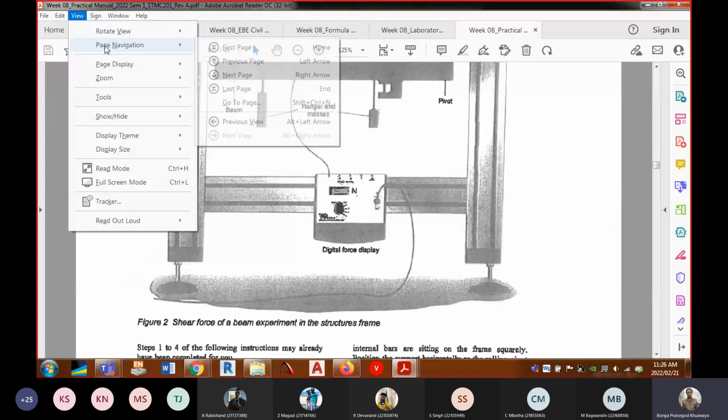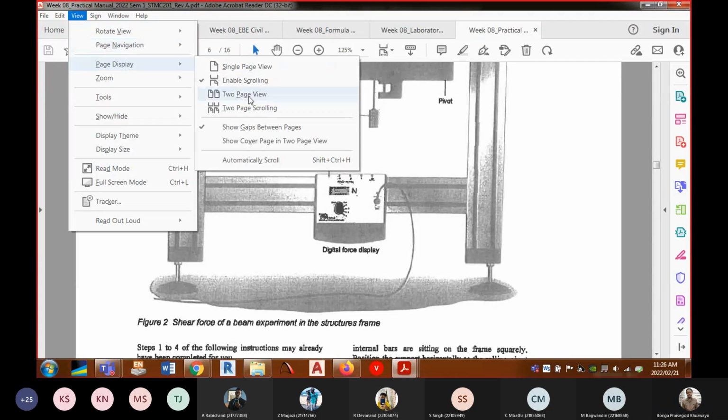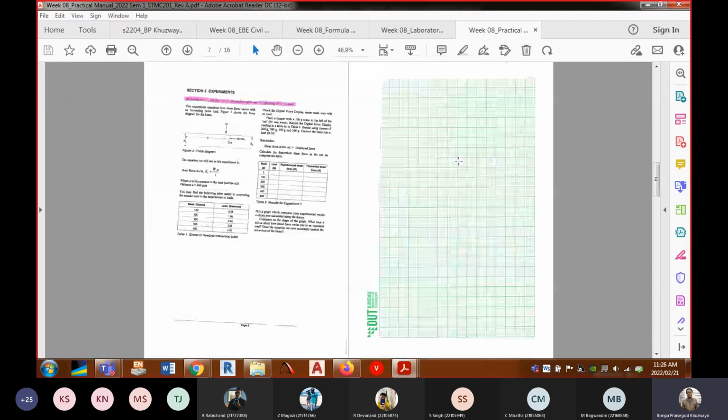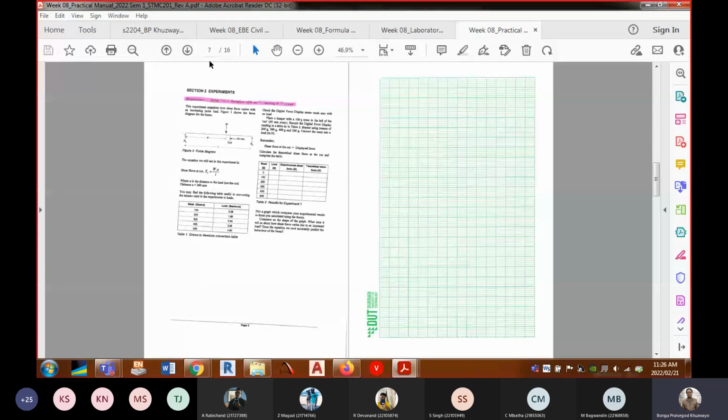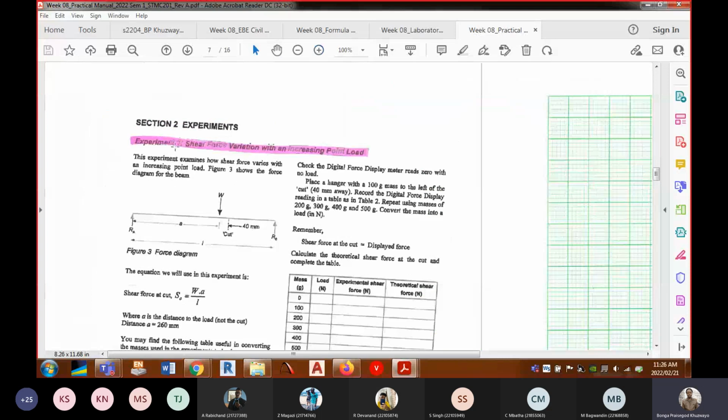Let me just use the two-page view. Okay, so this is the first one. So we'll have the shear force variation with an increasing point load.